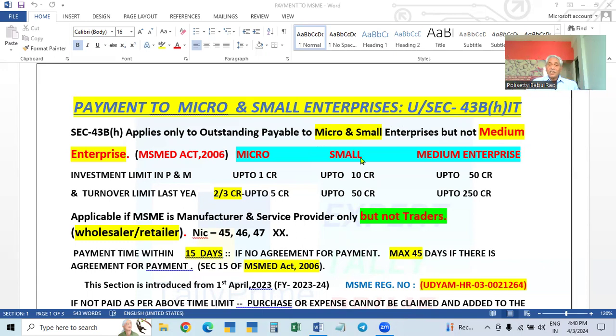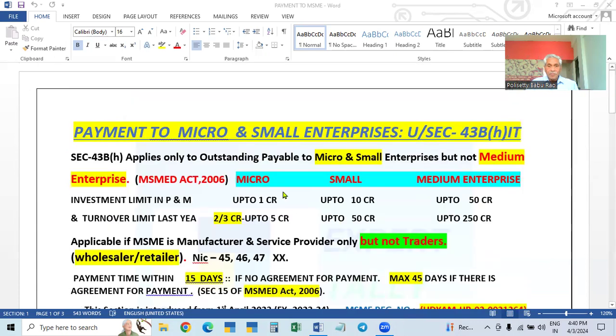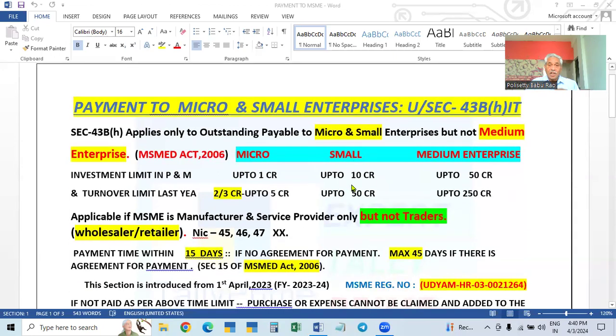So in this case, if anyone has any balance outstanding or amount payable for purchasing goods or services, that is to be paid within a particular period. In this case, the suppliers are micro and small enterprises, from whom goods or services are purchased. For the goods, only manufacturers are concerned, that is, micro or small enterprise. In the case of purchasing goods, it applies to manufacturers only.